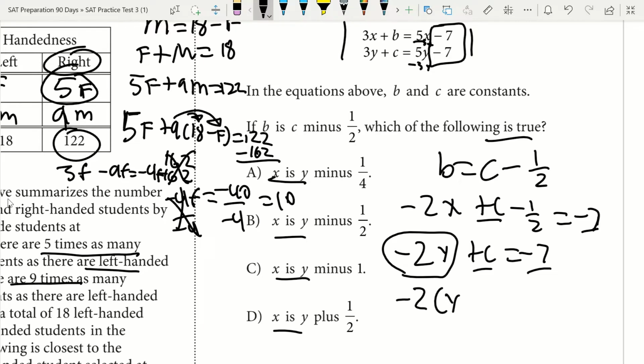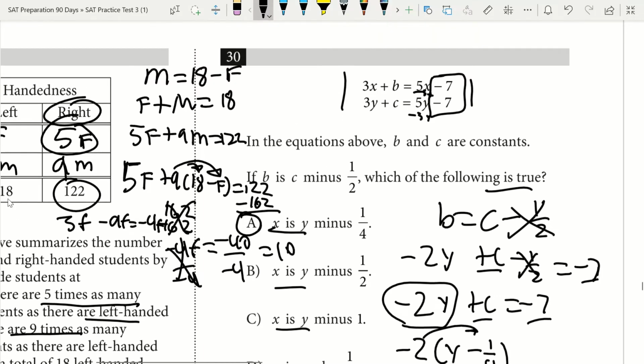So negative 2 times what gives me plus 1/2? Well, that's going to be times negative 1/4. Because when we take this negative 2, multiply it by negative 1/4, that's going to give us positive 2 over 4, which is positive 1/2. Positive 1/2 gets rid of this minus 1/2 there. And we'll be left then with negative 2y plus c equals negative 7 in both equations. So we know our correct answer then must be x is y minus 1/4. So that's going to be answer choice A. So that one also not too terrible.